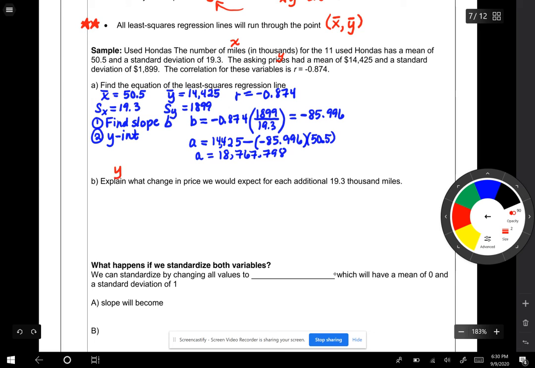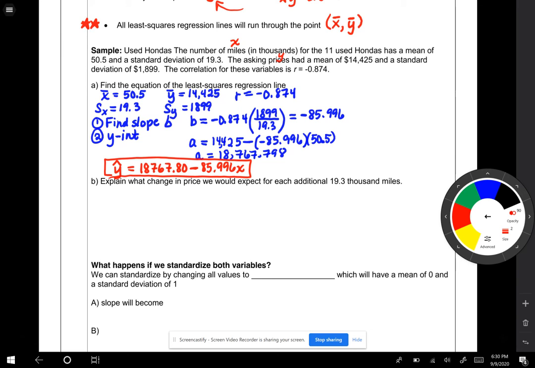So our predicted cost is equal to 18,767.798, or you can round it to 80, plus a negative 85.996, or minus 85.996x. And that is our least squares regression equation.